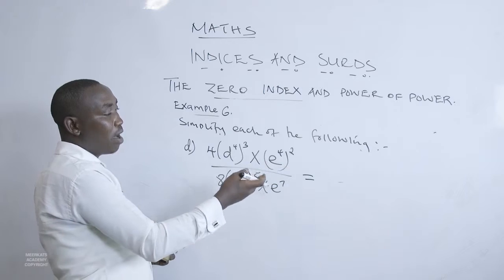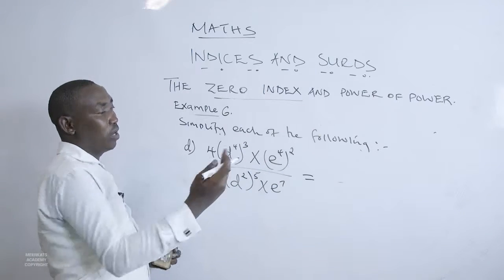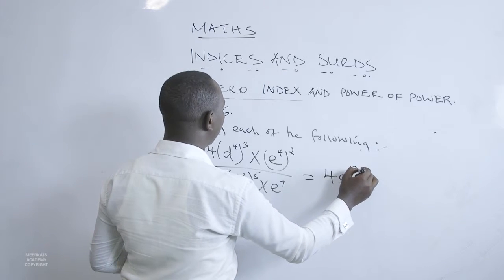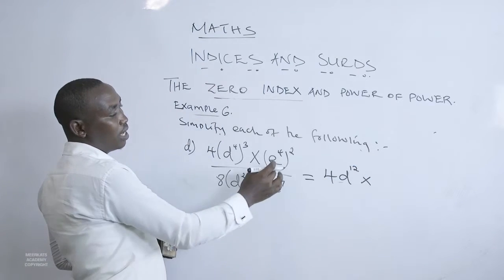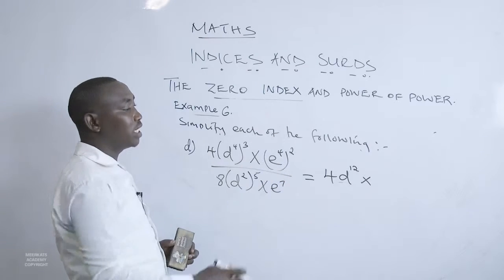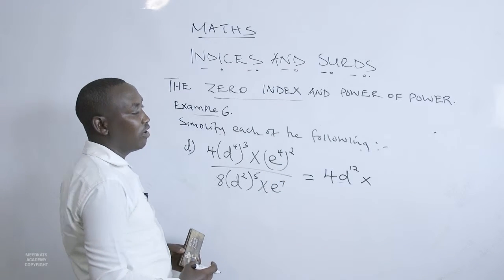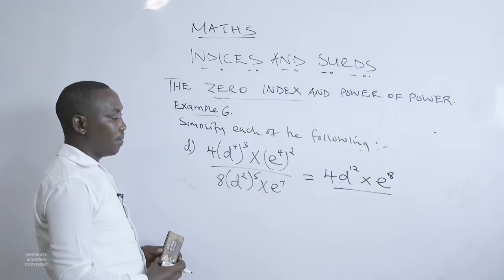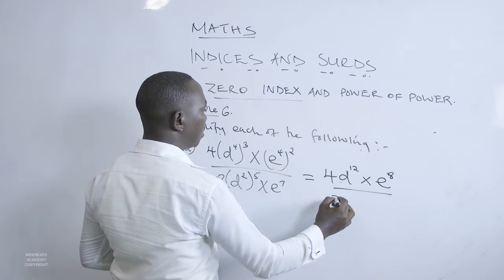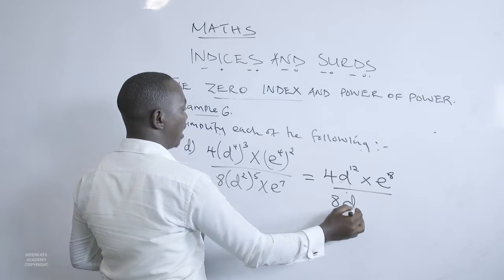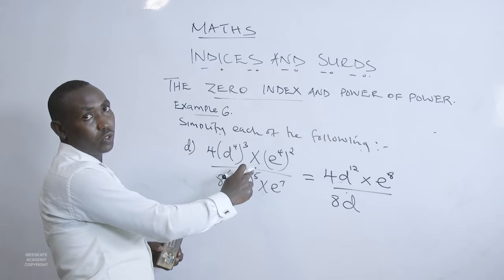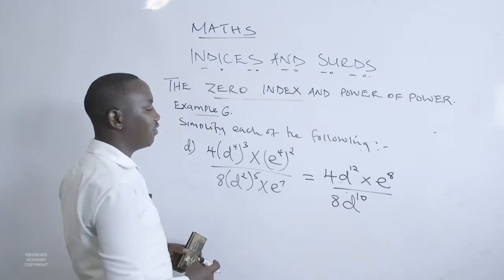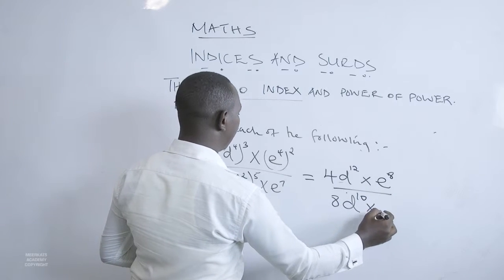Again, these are a power of another power. We are going to multiply the powers. 4 by 3 will be 12. So this will give us 4d raised to the power of 12 multiplied by e raised to 4, the whole of it raised to 2. That shall be 4 by 2, which is 8, divided by 8, multiplied by, again, d raised to 2 raised to 5. So we're going to multiply the powers to give us 2 by 5, which is 10, then times e raised to 7.